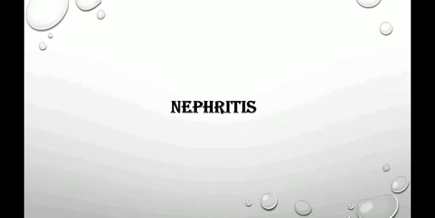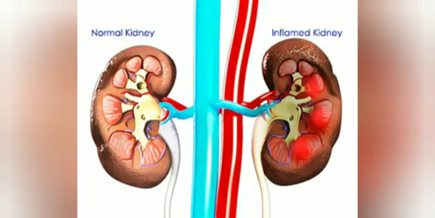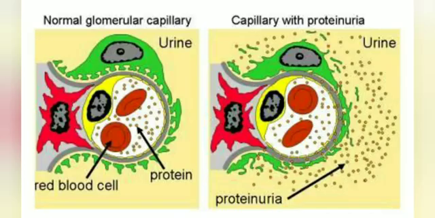The next disease is nephritis. Nephritis is nothing but inflammation of the kidneys. It is actually characterized by proteinuria. I already told you about proteinuria. The excess amount of protein in urine causes proteinuria. It is caused due to increased permeability of the glomerular capsular membrane.